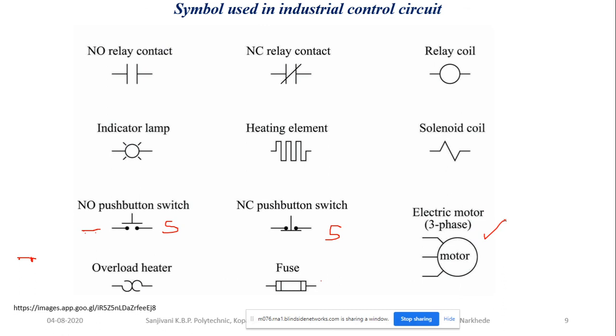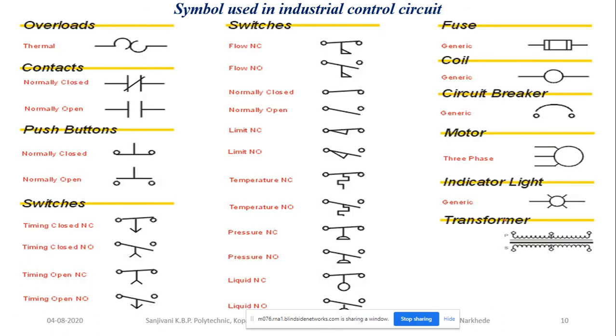NO contact, NC contact, relay coil, solenoid valve, indicating lamp, NO push button, NC push button, overload heater. These are the symbols which are used in the control diagram, and the 3 phase motor and fuse symbols are used in the power diagram. These are the commonly used symbols.